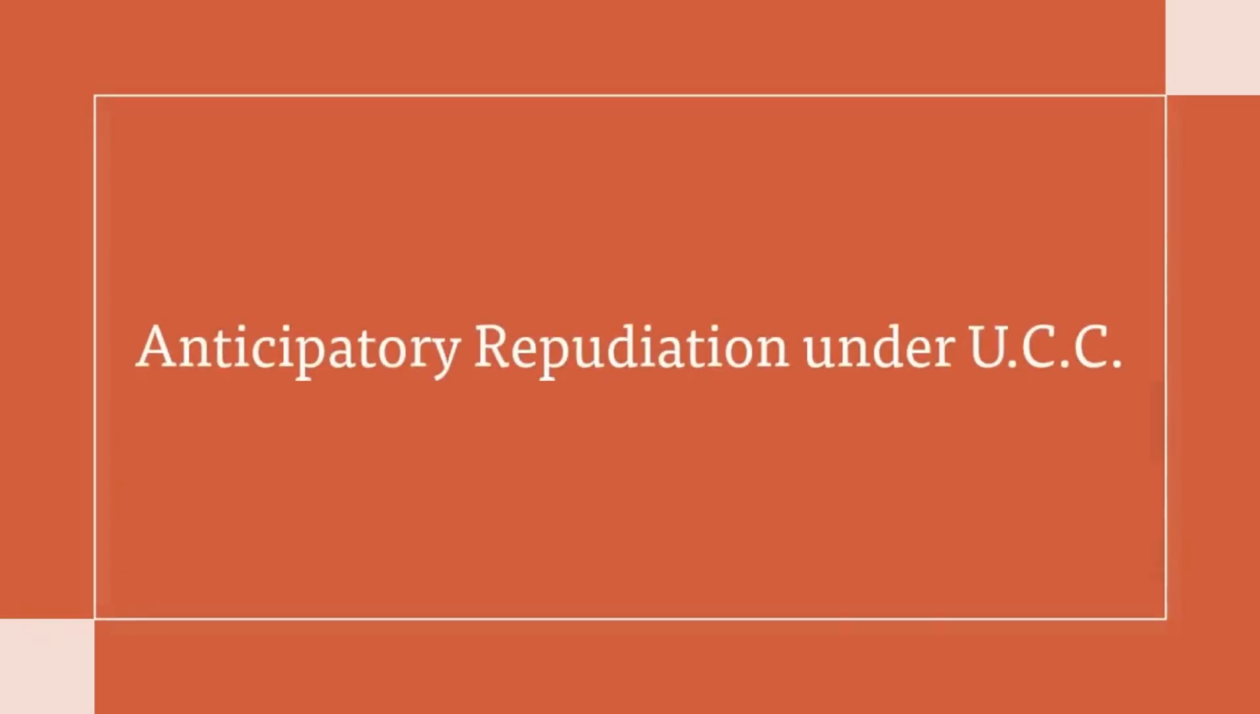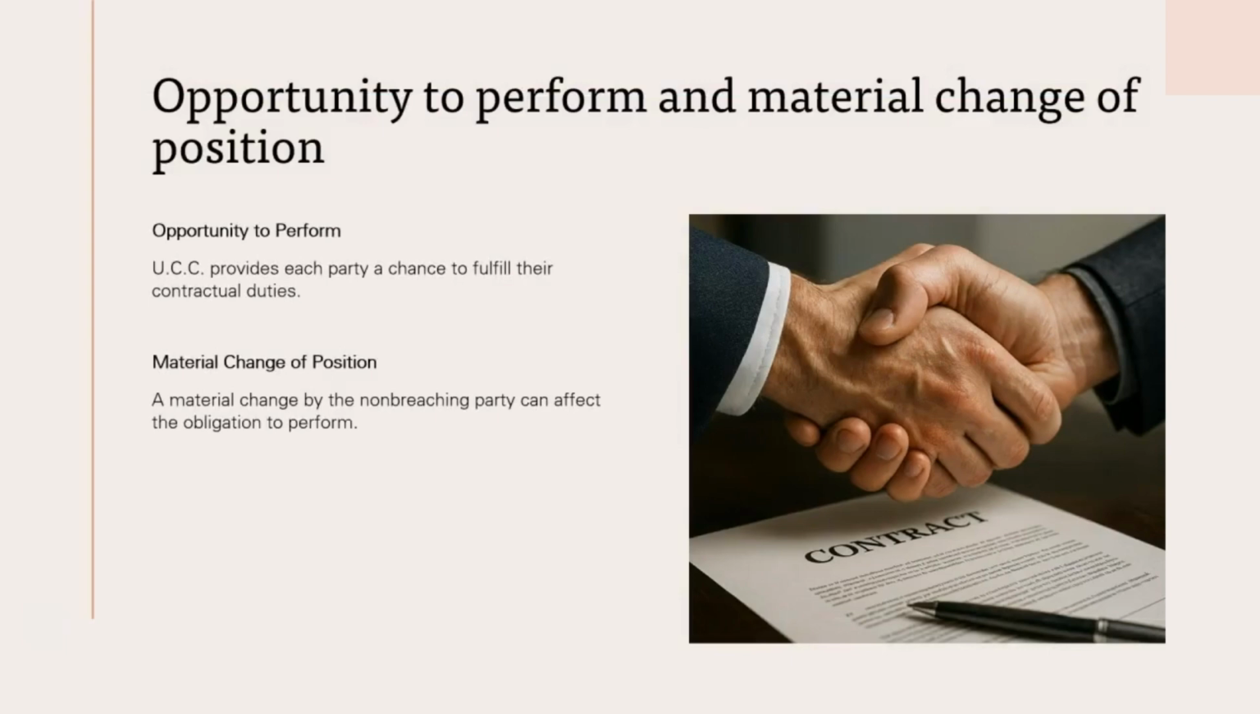Anticipatory repudiation under the UCC is an opportunity to perform a material change of position. We're going to talk about that, the intent to repudiate and options for the non-repudiating party, retraction of repudiation and its effects, and demand for adequate assurances and consequences of failure. The term anticipatory repudiation, and this is in the UCC, really will give each party an opportunity to perform their contractual obligations unless there's some material change of position by the non-breaching party.